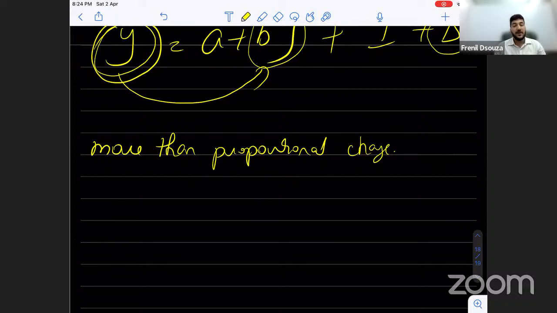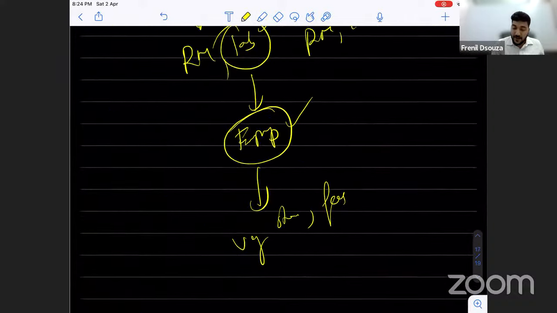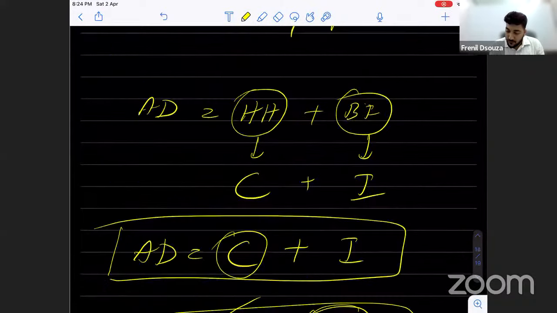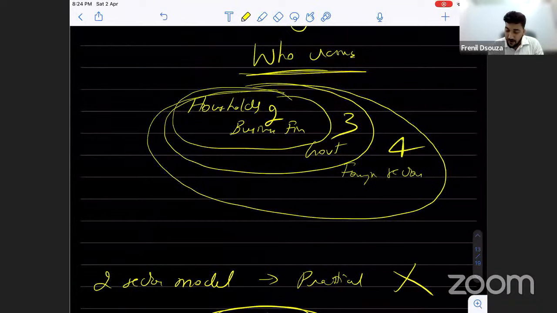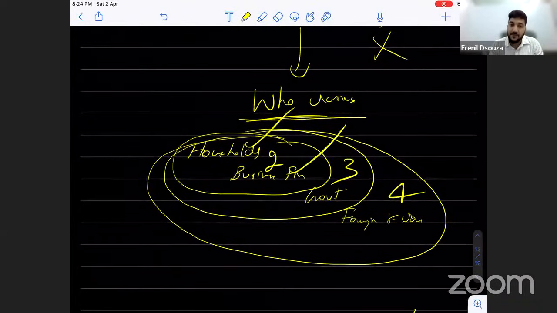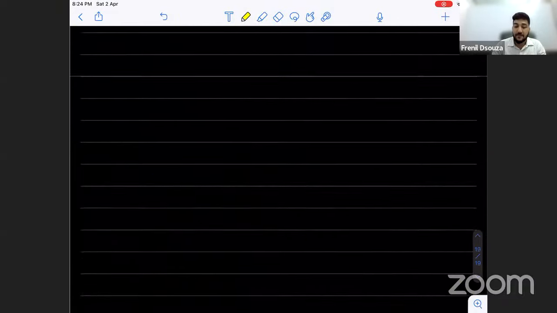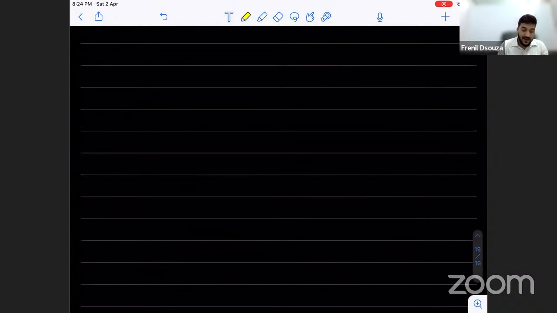So with this, we are going to the three sector model. Now what is the three sector model? I told you in the beginning when I made this, that when there are households and business firms, it is a two sector model. And when you add government, it becomes the three sector model. Let me explain to you with the help of a diagram. So that will give you much more clarity.